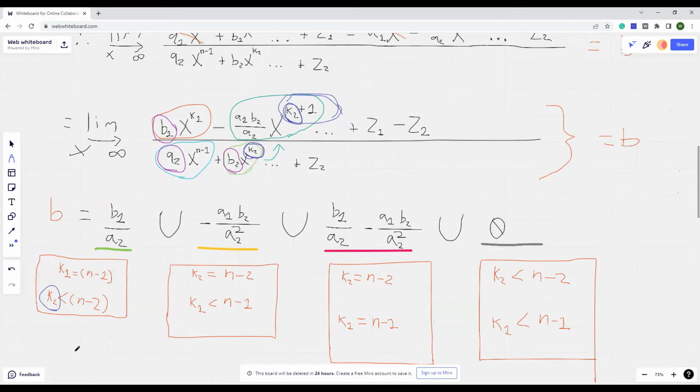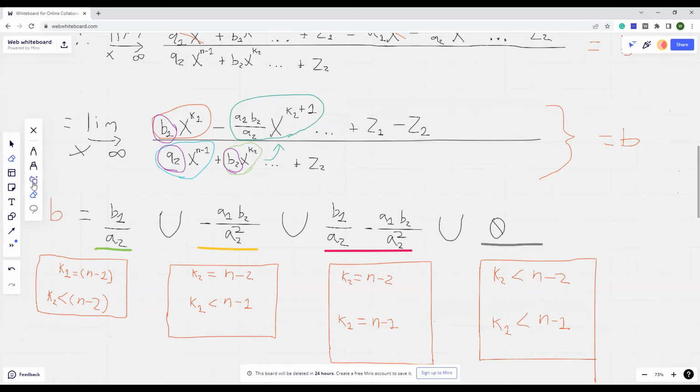So if you have the situation where k sub 1 equals n minus 1, and k sub 2 is less than n minus 2, then what this means is that only the b sub 1 over a sub 2 becomes relevant to the limit as x approaches infinity, right? That is if k sub 2 is less than n minus 2. That means it can't dictate the behavior of the function. So then we get to the next one, okay?